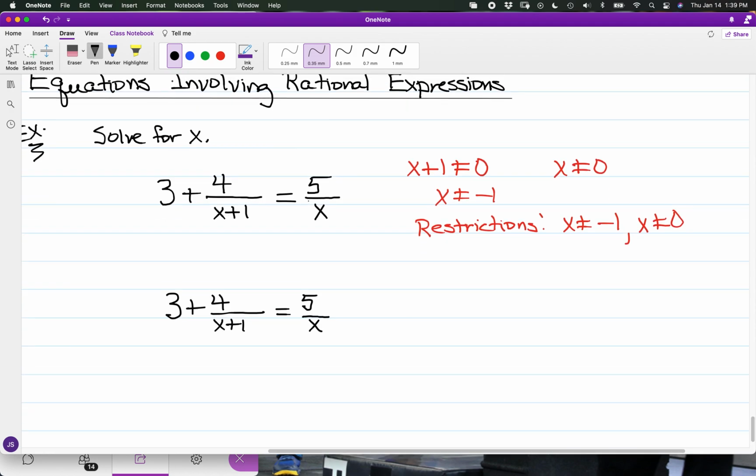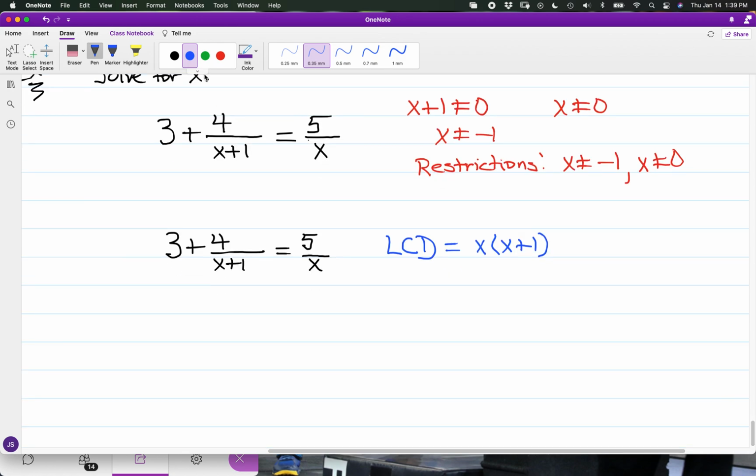Okay, now for what we have here, we can clear out the fractions with the least common denominator. Okay, least common denominator, we're going to have the product of x and x plus 1. And in setting up, if we multiply all the terms out by x and x plus 1, just for starters, we already have 3, we have times x times the quantity of x plus 1.